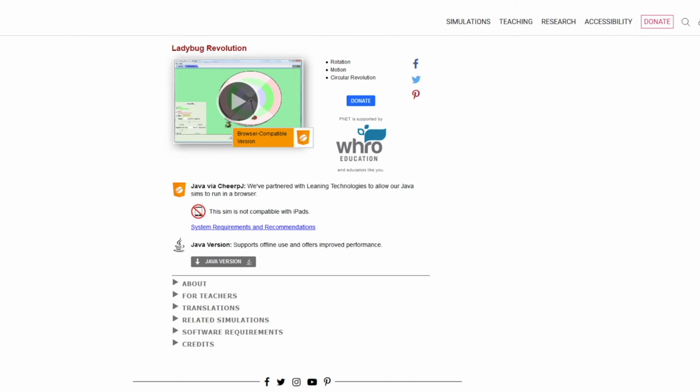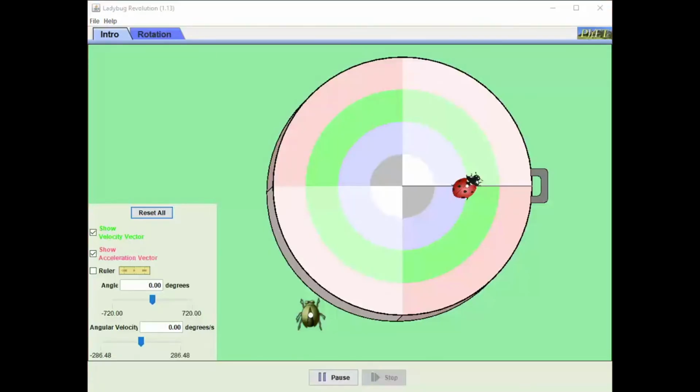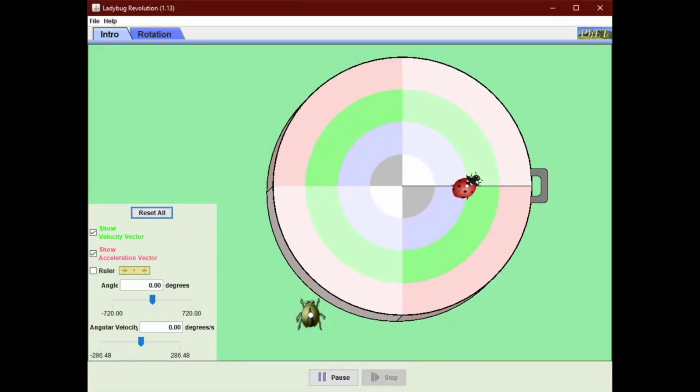But I really, really highly recommend that you do it this way. Otherwise, it's just going to suck. You will find it right here. It's kind of cute. There's a ladybug. There's a beetle. The introduction tab will allow you to pick up the ladybug and place it wherever you want.